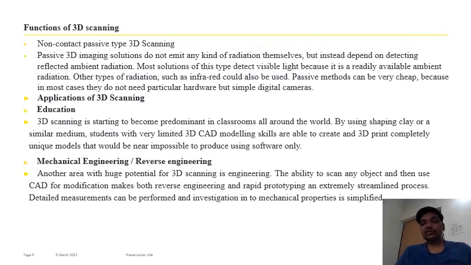Then you have non-contact passive type 3D scanners, which do not emit any kind of radiation themselves, but instead depend on detecting reflected ambient radiation. Most solutions of this type detect visible light because it is readily available ambient radiation. Applications of 3D scanning are in the field of education, mechanical engineering, and reverse engineering also.